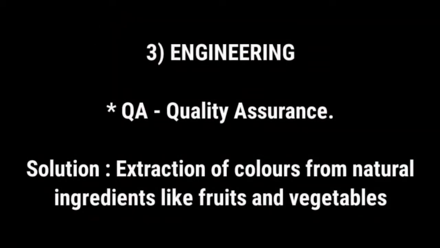Our third concept is engineering. Here we learn designing solution. Under this, we also learn quality assurance. Solution: extraction of colors from natural ingredients like fruits and vegetables. QA: Use strawberry, beetroot, spinach, carrot, tomato, sweet potato, red cabbage, etc. to extract colors.